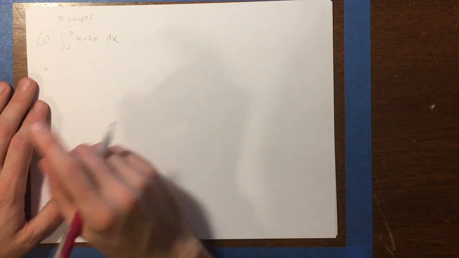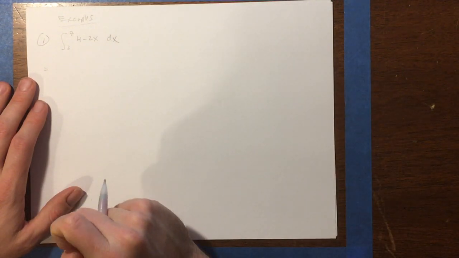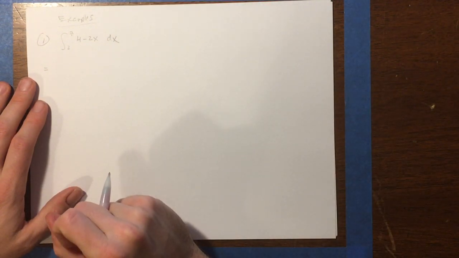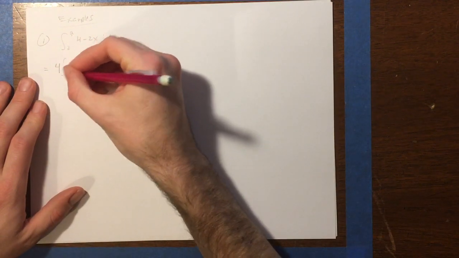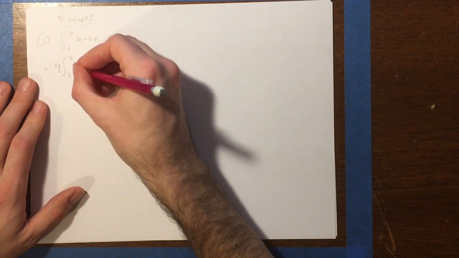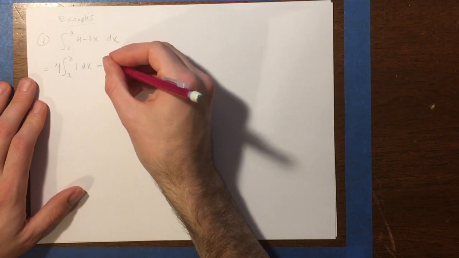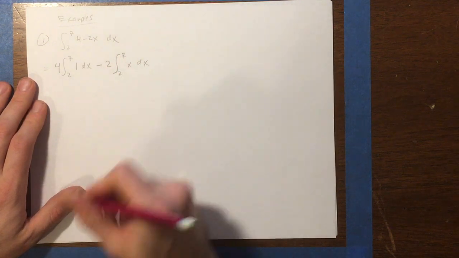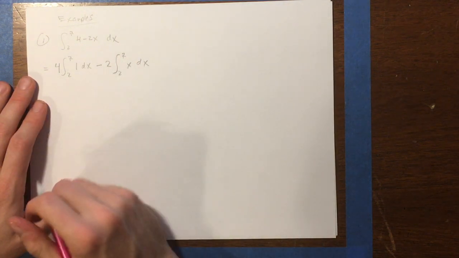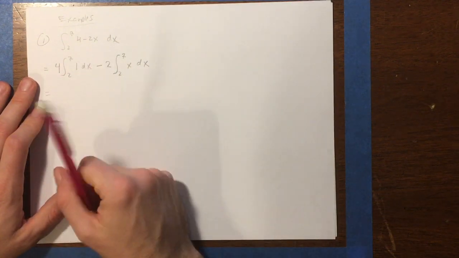And then also, in the same step, I'm going to go ahead and pull out the constant multiples. So this is going to be 4 times the integral from 2 to 7 of 1 dx, and then minus 2 times the integral from 2 to 7 of x dx. So that's doing both those steps at once. Then let's use some things we know.